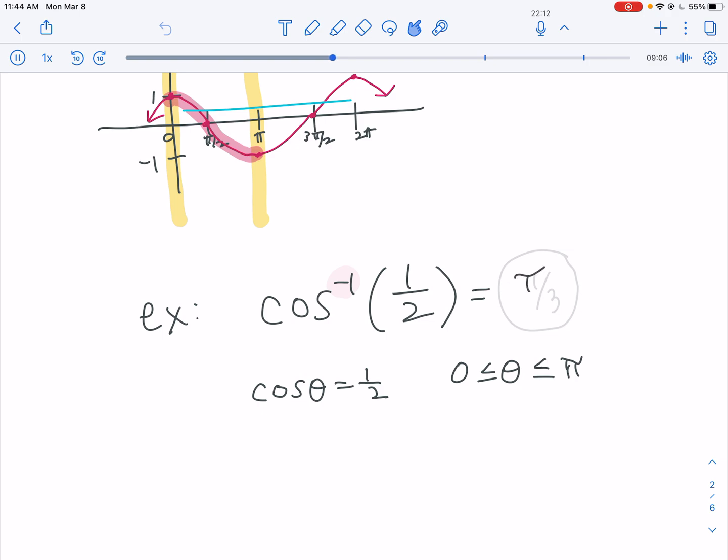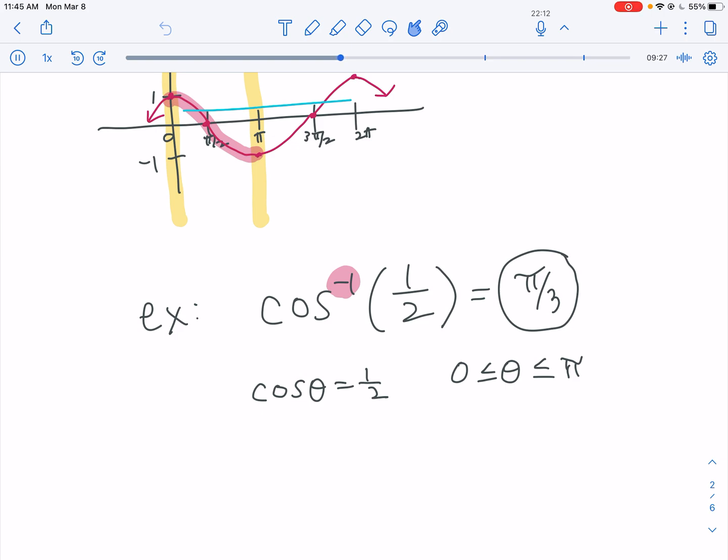Pi over 3. Okay, so pi over 3 is your only answer, because you could only get an answer between 0 and pi by definition. If you see this here, by definition, the inverse means you can only get out one answer, and it has to be between 0 and pi.